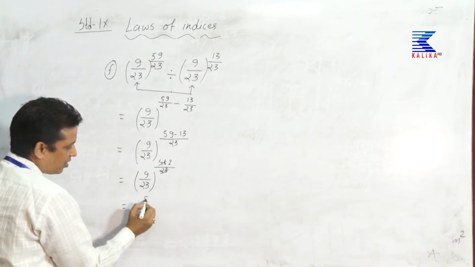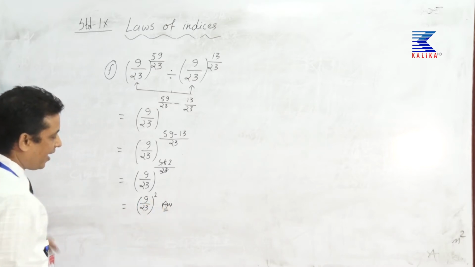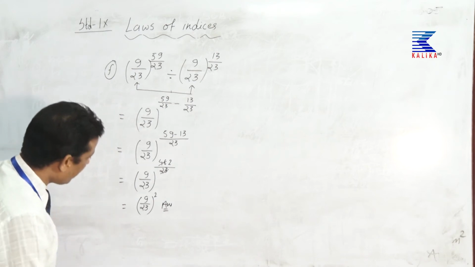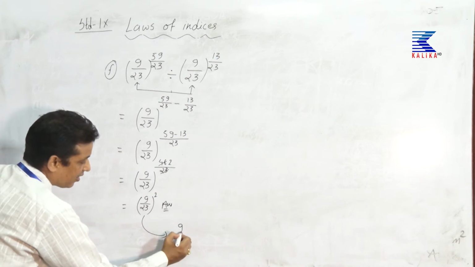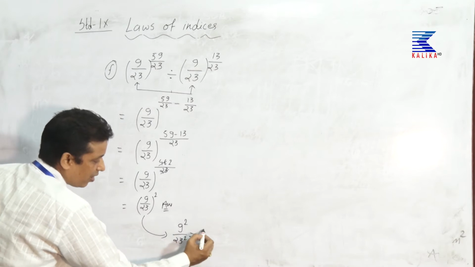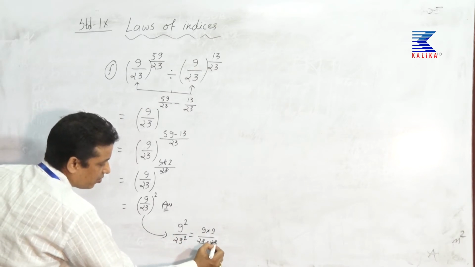So finally, what is the answer? 9 over 23 square. You can leave this answer, or you can expand it according to the power sharing. You can also write it like 9 square by 23 square. So 9 square is 9 into 9, and 23 square is 23 into 23.